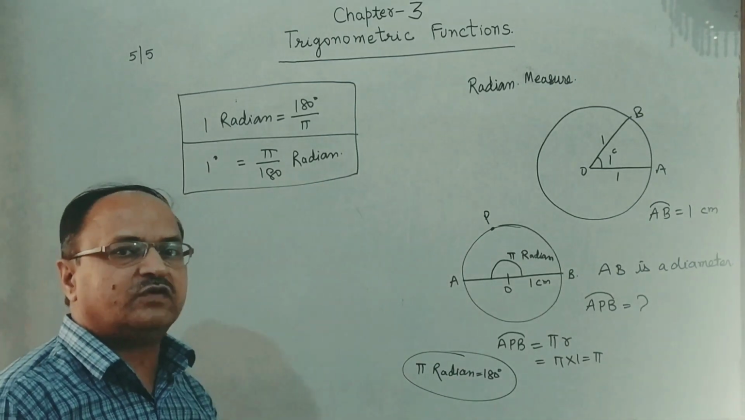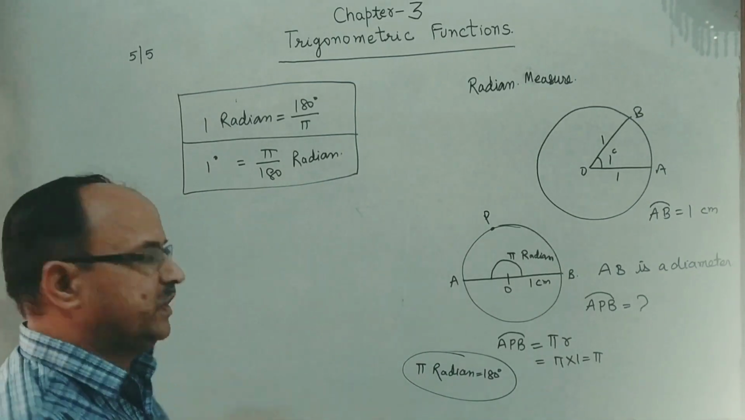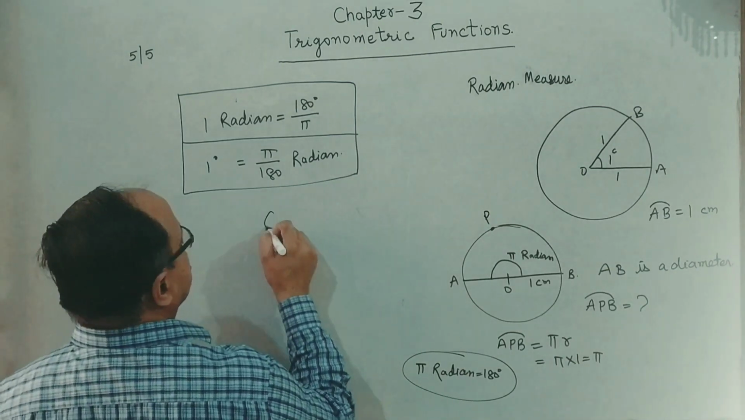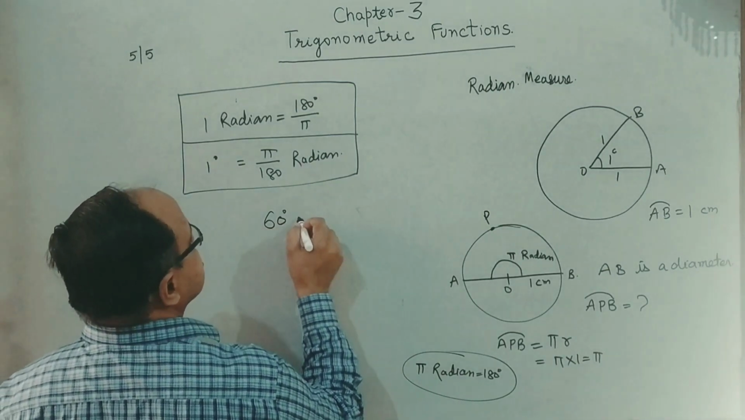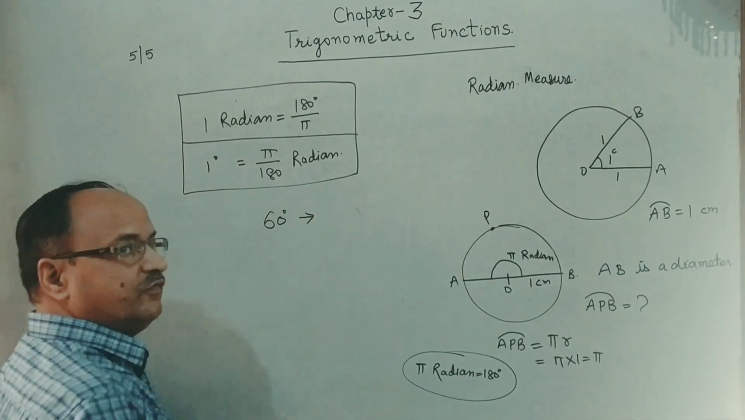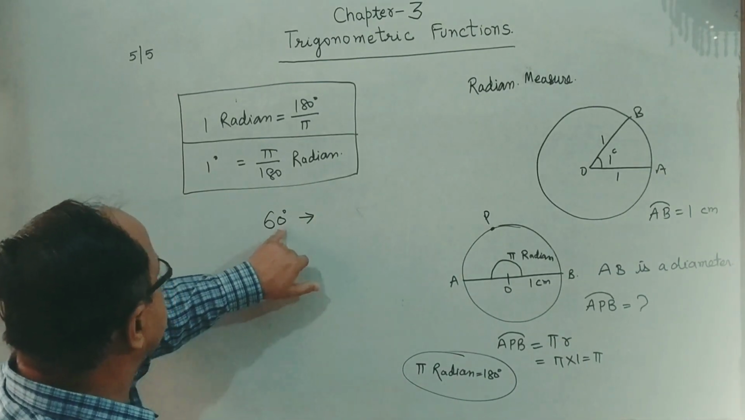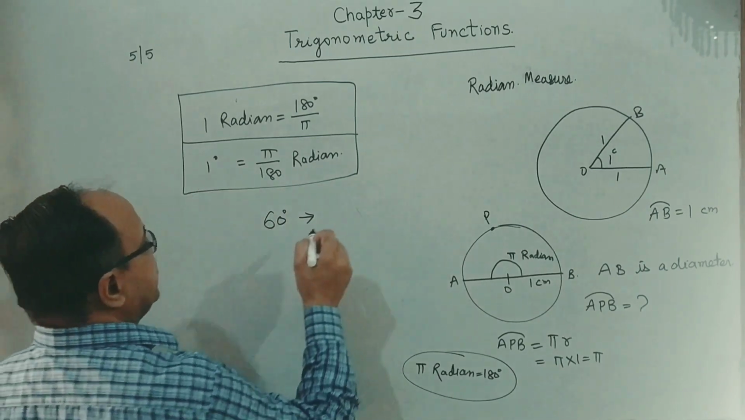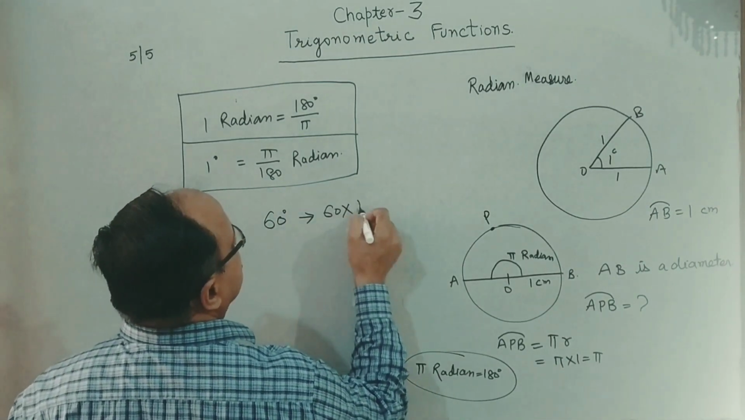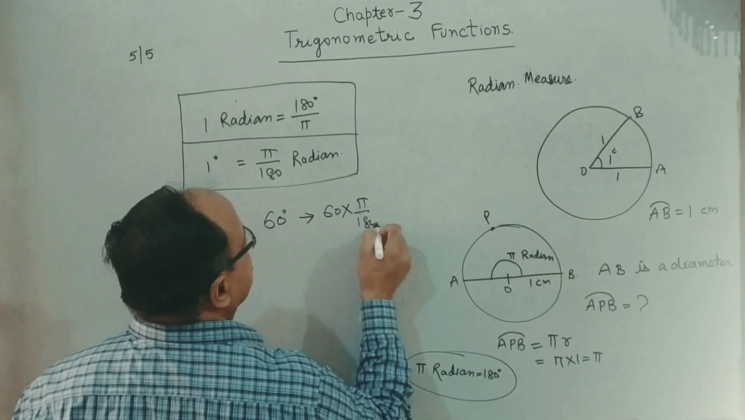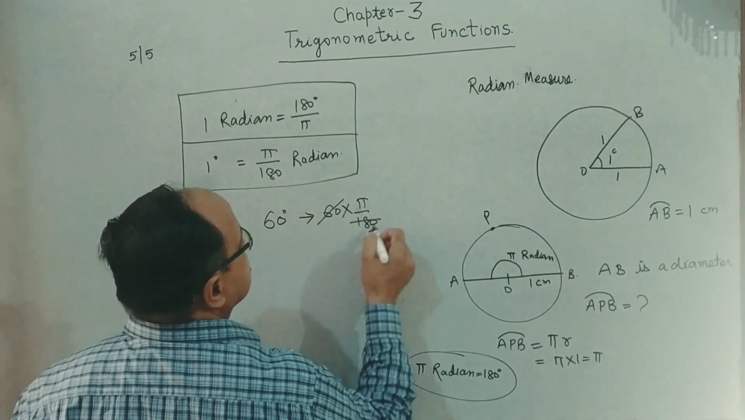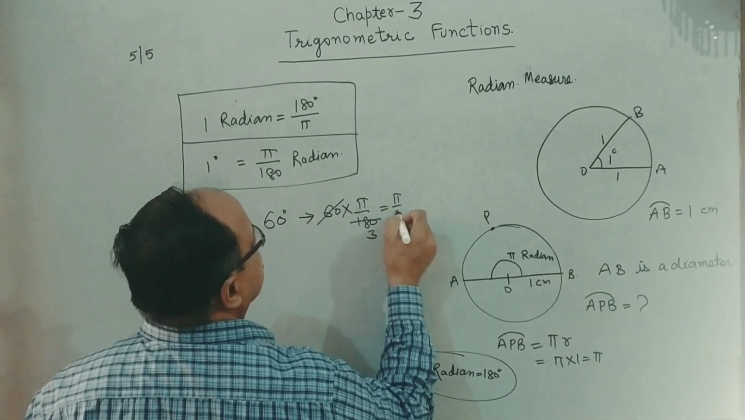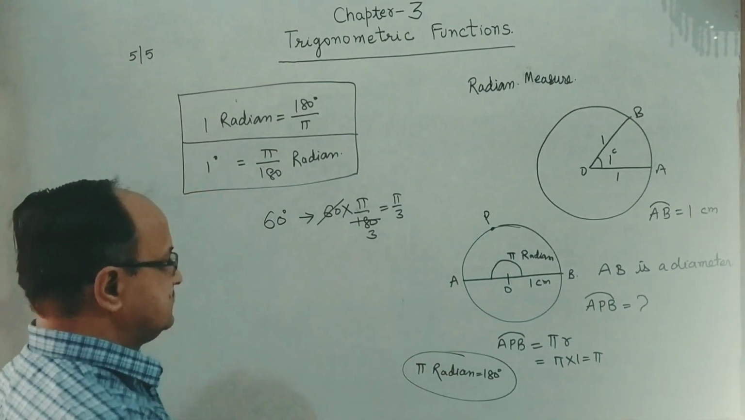Suppose you want to convert degree into radian. 60 degrees you want to convert into radian. Then 60 degrees multiplied by pi by 180. 60 into pi by 180, that is pi by 3. You can say pi by 3 radian.